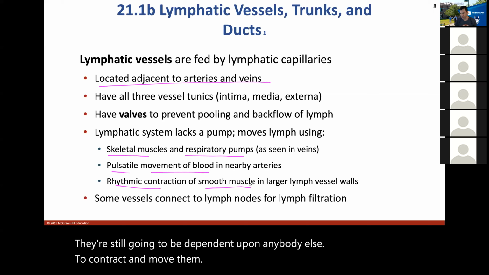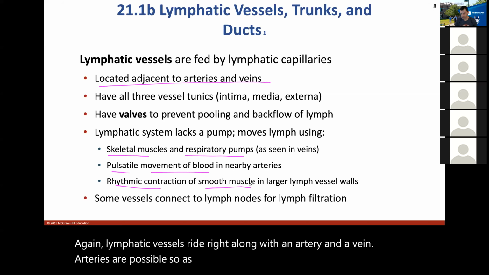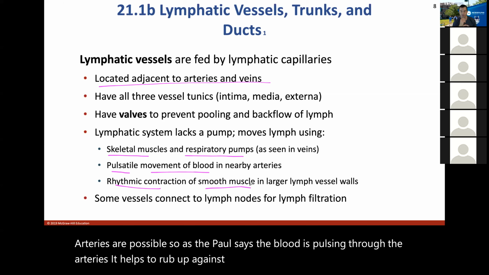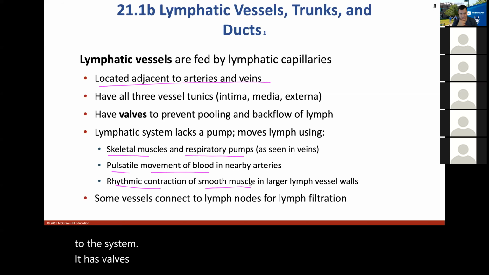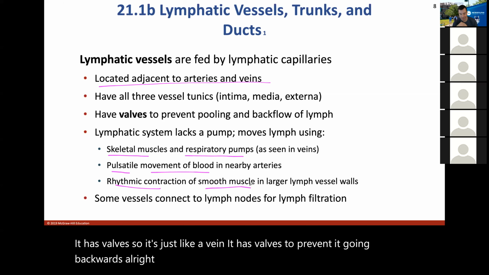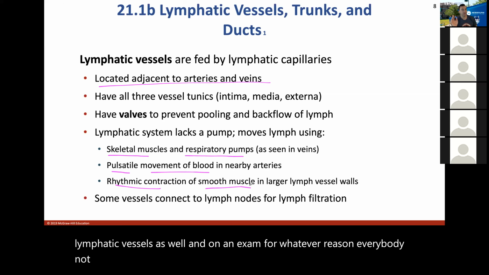Again, lymphatic vessels ride right along with an artery and a vein. Arteries are pulsable. So as the blood is pulsing through the arteries, it helps to rub up against and push that lymphatic fluid forward through the system. It has valves. So it's just like a vein. It has valves to prevent it going backwards. All right. So just like a vein, valves are also associated with lymphatic vessels as well. And on an exam, for whatever reason, 50% of people usually forget that. Okay.